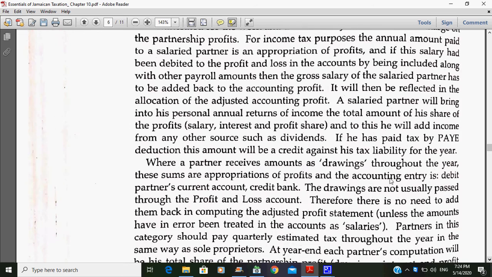A salaried partner will bring his personal annual returns of income, the total amount of his share of profits, salary, interest, and profit share, and to this he will add income from any other source such as dividends. If he has paid tax by PAYE deduction, this amount will be credited against his tax liability for the year.